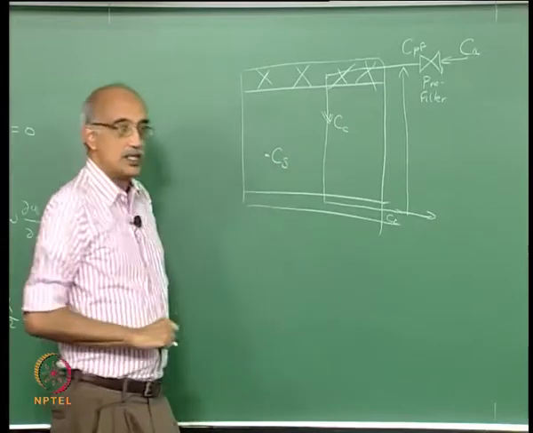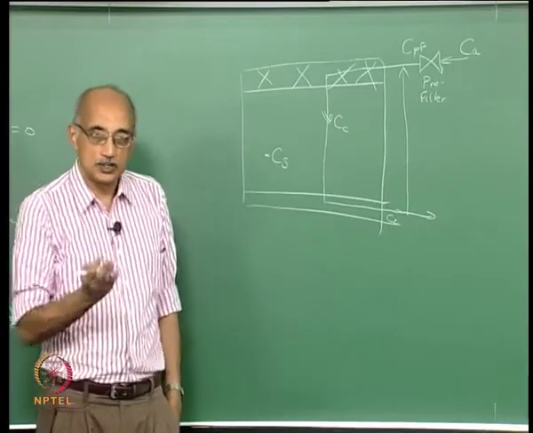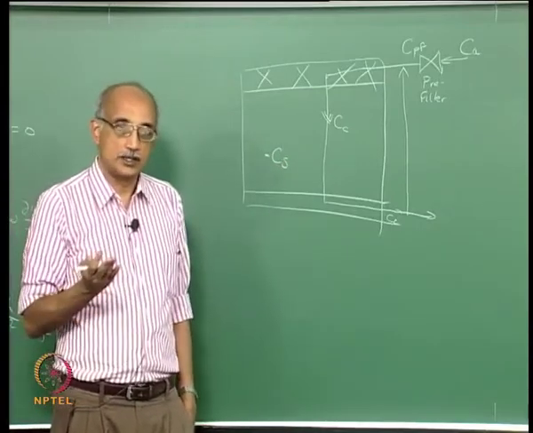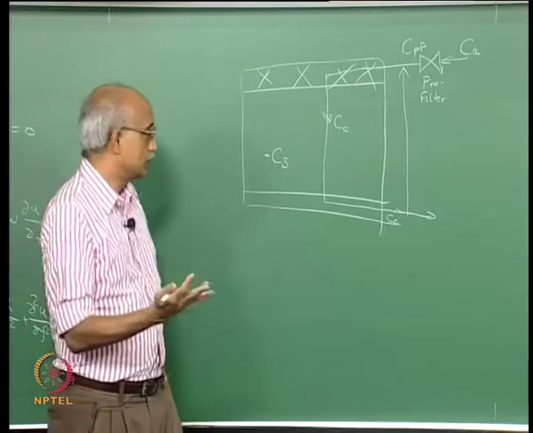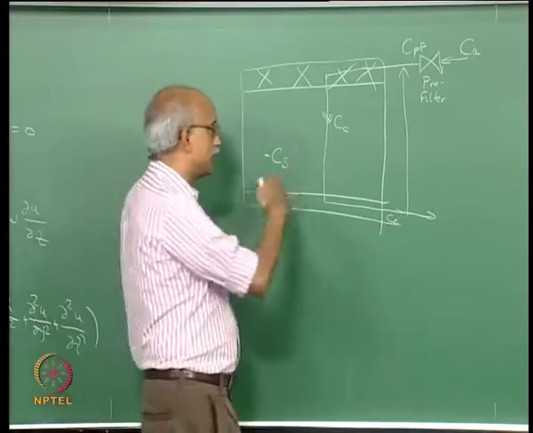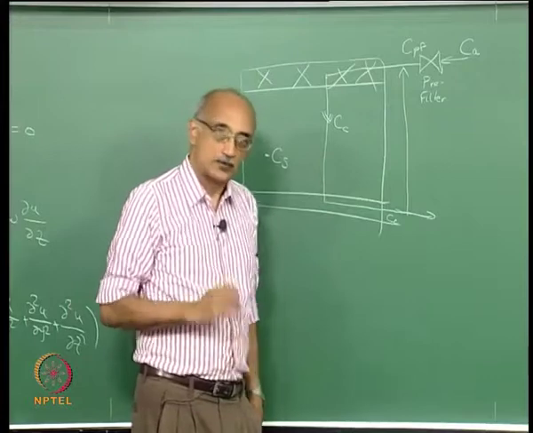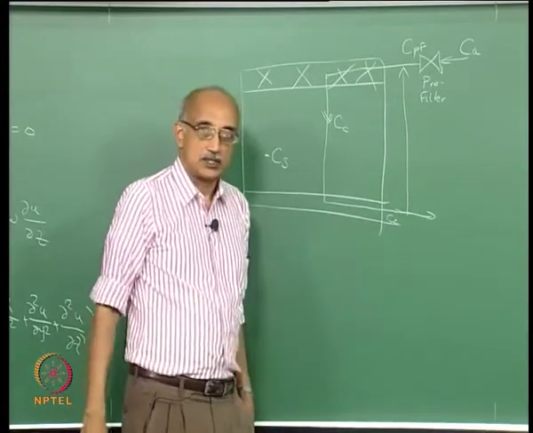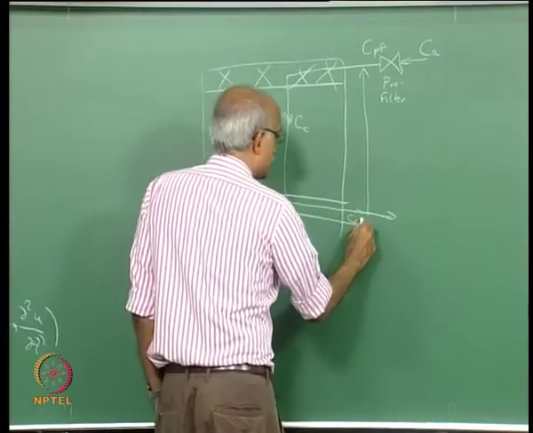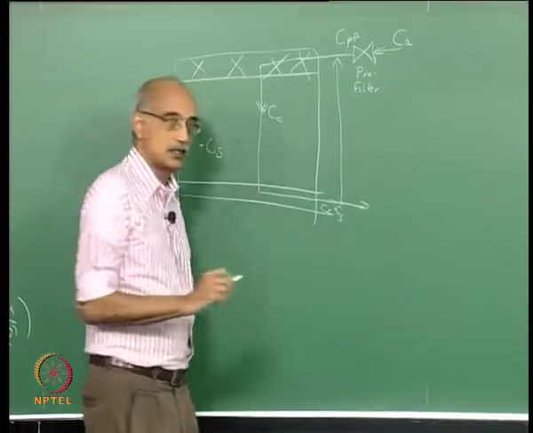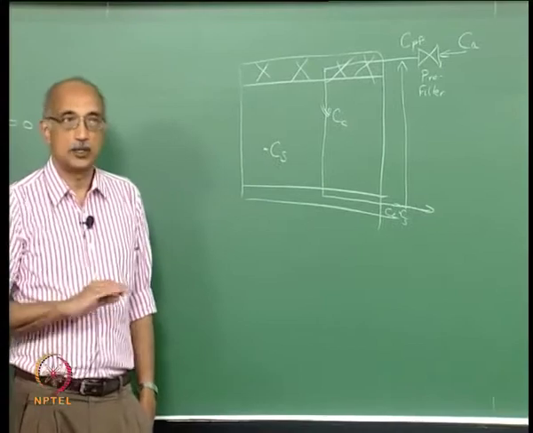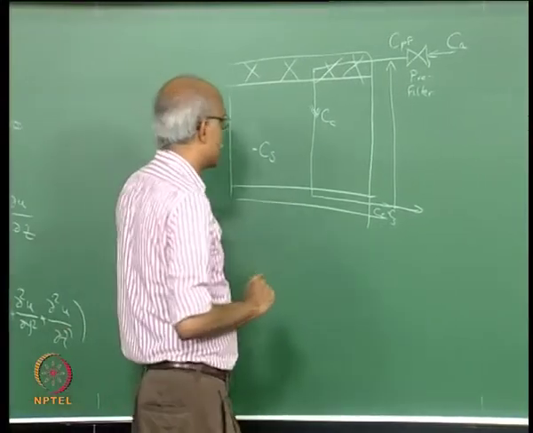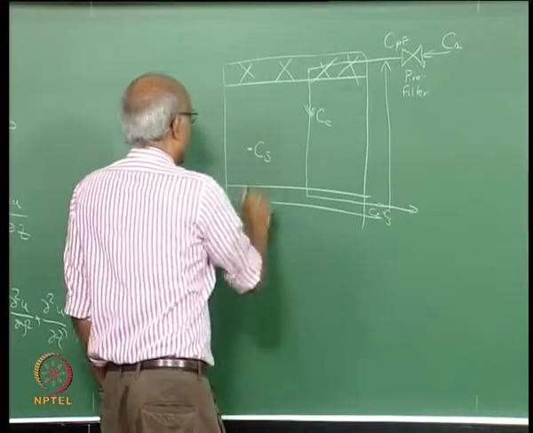Let's call that some Cs. So there is a source of particles inside the clean room which is contributing to the total level of particles. If that is the case, then clearly this is not the concentration here, right? It should be Cc plus Cs. So that is the concentration of particles in the outlet stream from this clean room.